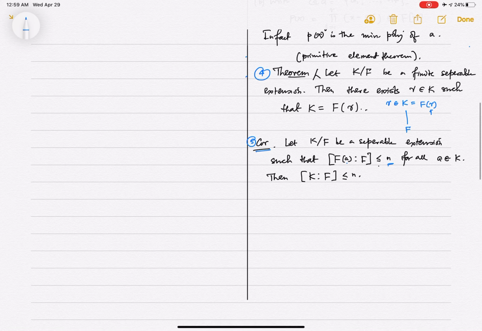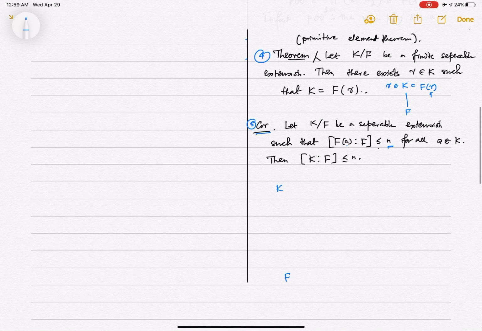The corollary says that you take some separable extension K over F. I'm not assuming that it's finite yet, but I'm assuming that there is a fixed number n such that when you take any element a of K and add it to F, the degree of the extension F(a) over F is bounded by this fixed number n. Then the whole extension is actually finite and its degree is bounded by the same n. So if you can show that every a in K satisfies a polynomial with coefficients in F of degree less than or equal to n, then the whole extension degree is bounded by that number n.